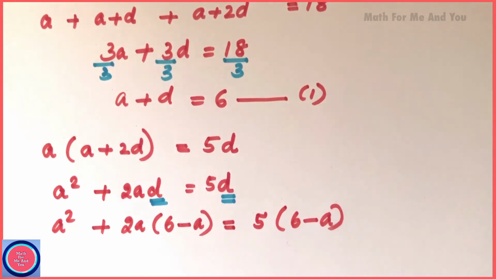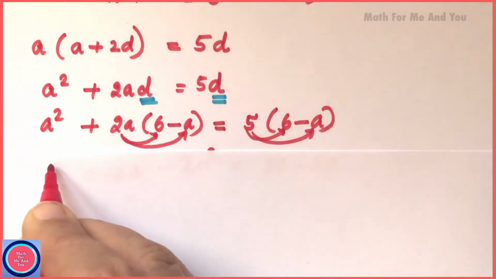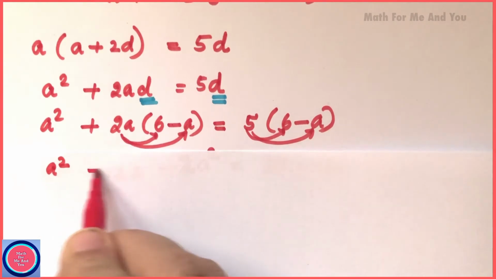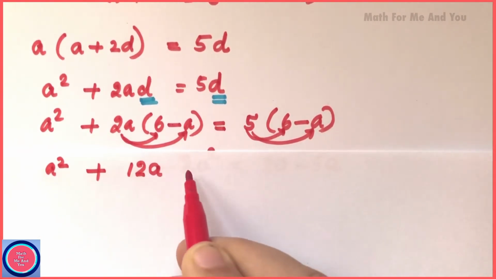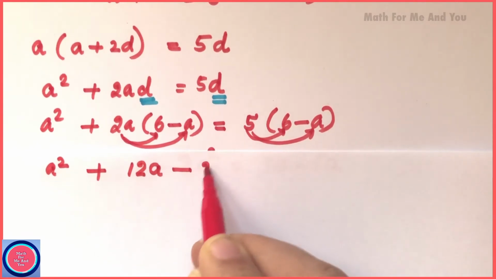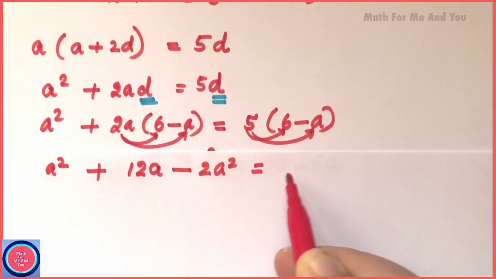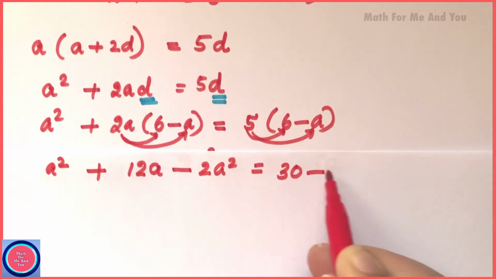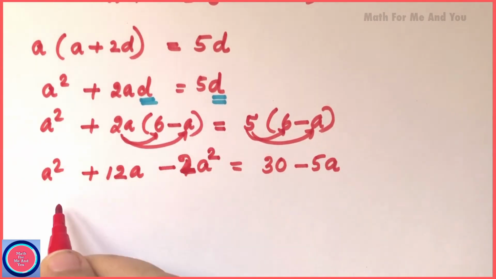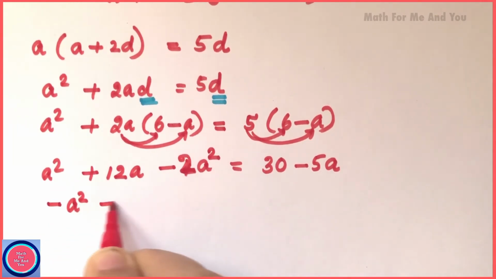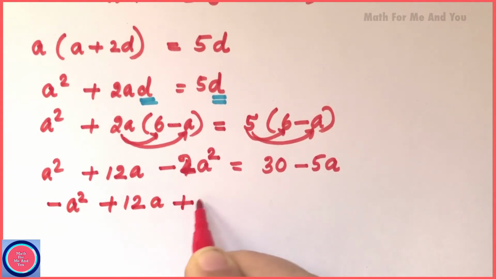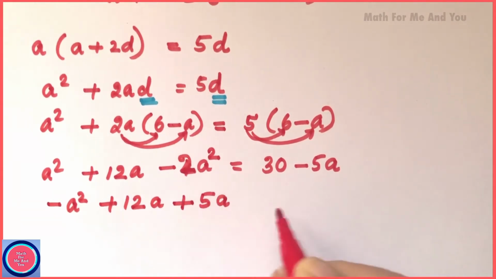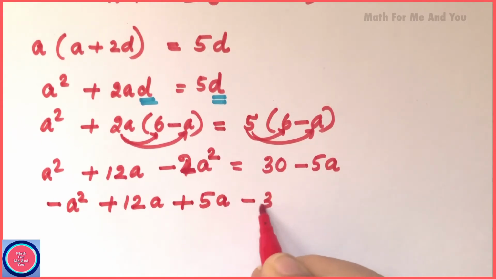In the next step, we can remove the brackets from both sides of the equations. A square, write same as it is, plus 2A times 6, 12A. 2A times minus A, it is minus 2A square, is equal to 5 times 6, how much? 30. Minus 5 times A is minus 5A. Then A square minus 2A square, we know it is minus A square, plus 12A, same as it is we are writing. Then we can move the terms from the right side to the left side. It becomes plus 5A and minus 30.